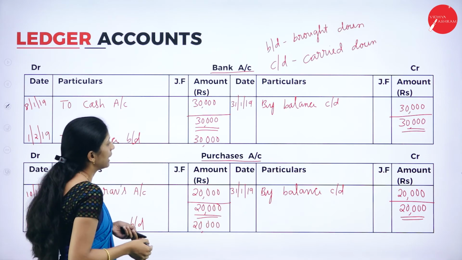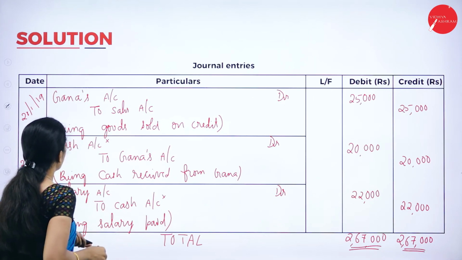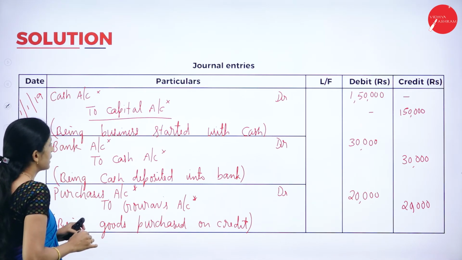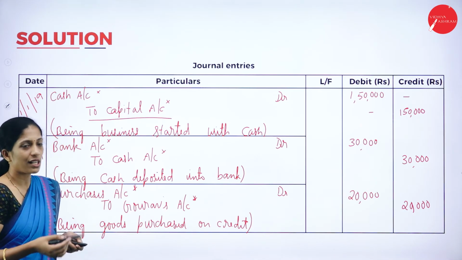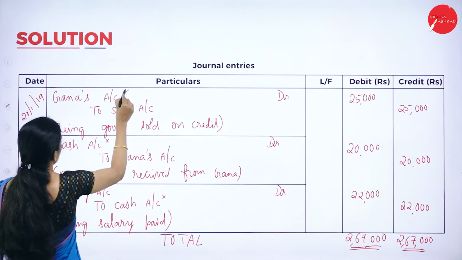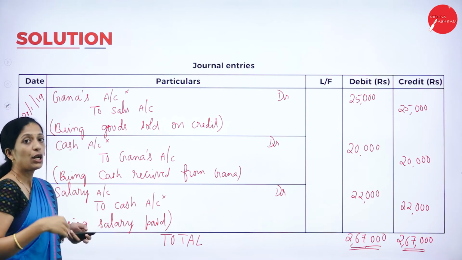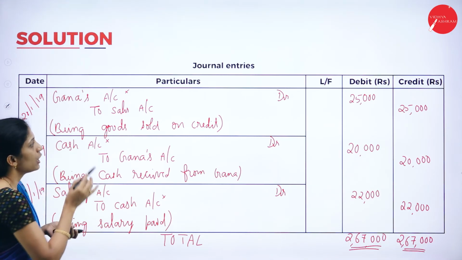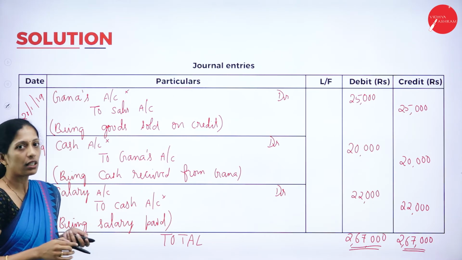So go through the journal entries again. So find out where there is Ghana's account. So in the first entry there is no, second entry also, third entry also there is no Ghana's account. Fourth entry we have Ghana's account debit to sales account. So how do you record? To sales account, that is 20th/1/2019 to sales account 25,000.